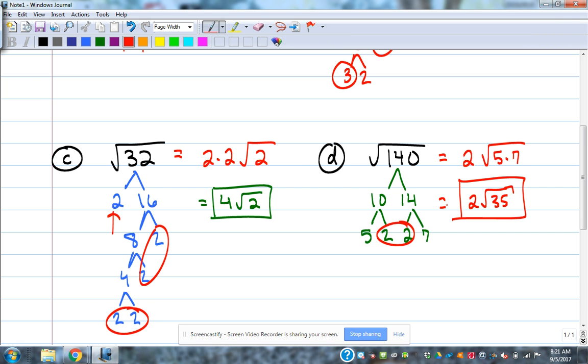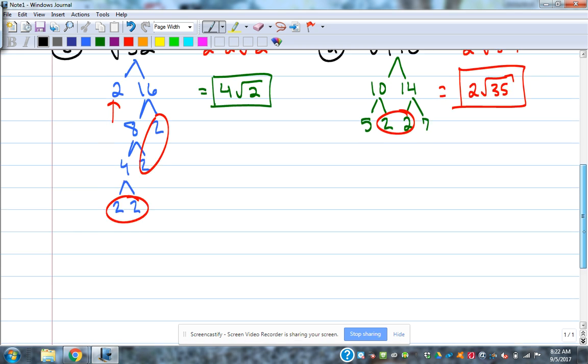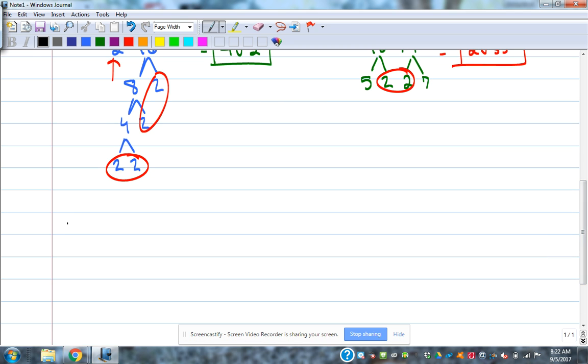So there, I may not have known that 4 goes into 140, but I did know that 10 went into it, so I could break it down. So not knowing your square numbers, using the factor tree, you don't have to know them. I mean, honestly, you just got to be able to count to 2. That's pretty easy. I can do that.